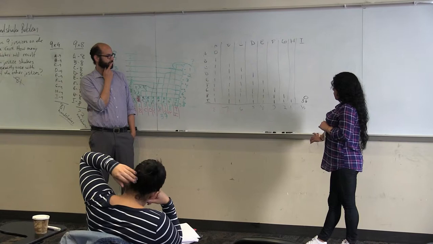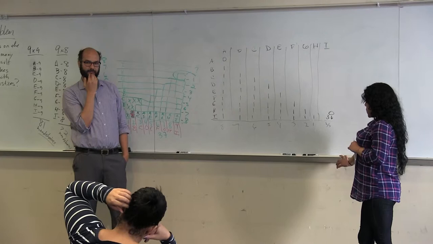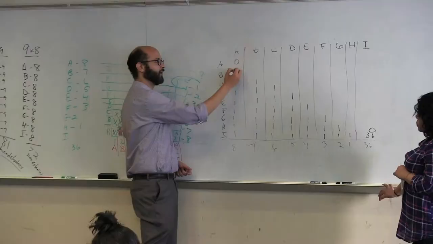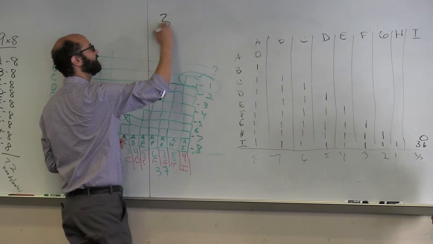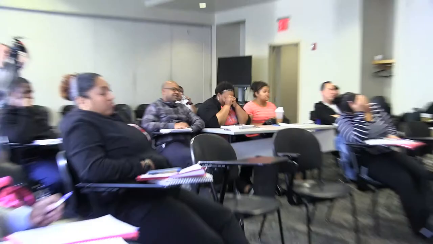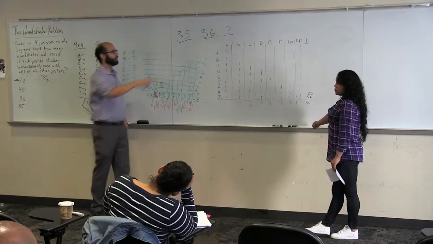35 or 36? 35 would mean we erase this. 36 would mean we put it back. Yeah, it's 36. So let's start to get democratic. Raise your hand if you say it's 35. Raise your hands high. 35, I had two people. 36.